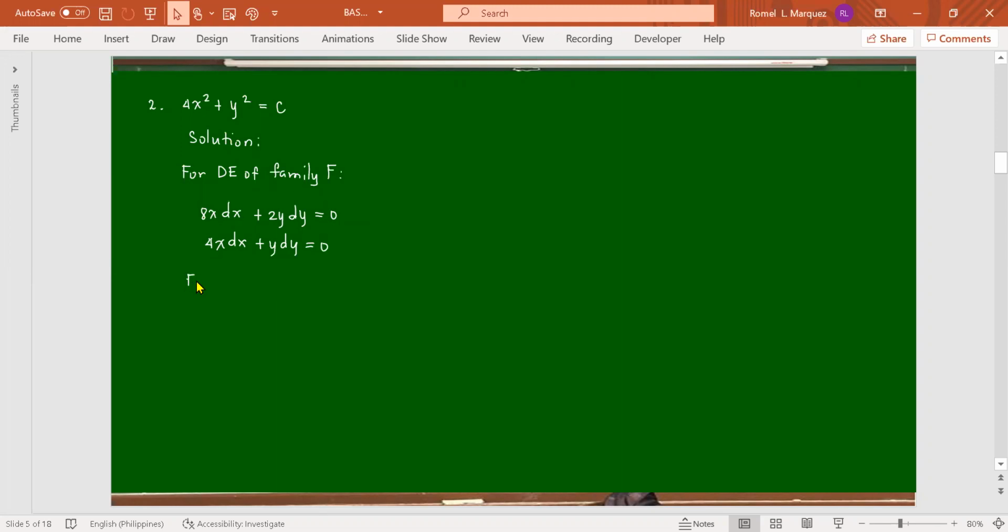From here, we can now get the differential equation of the unknown family. Let's have it as family G. All we have to do is interchange coefficients. So we have y dx, but we have to negate this second term, negative 4x dy equal to 0. Now, to get the equation of the unknown family G, all we have to do is solve this differential equation.